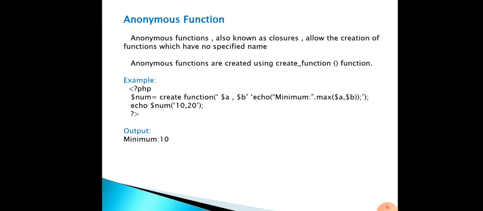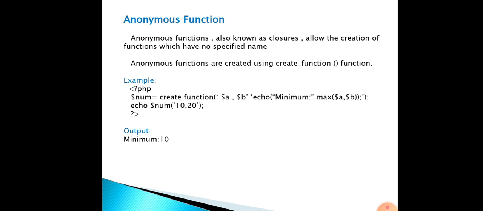Now we see anonymous functions. We can define a function that has no specified name. We call this function an anonymous function or a closure, also called a lambda function. We often use anonymous functions as values of callback parameters.